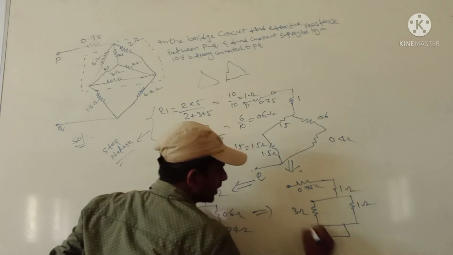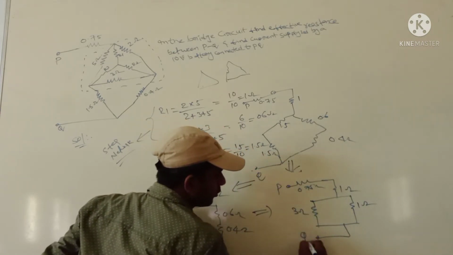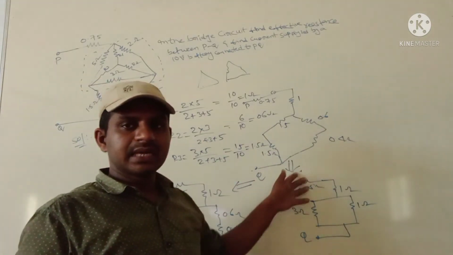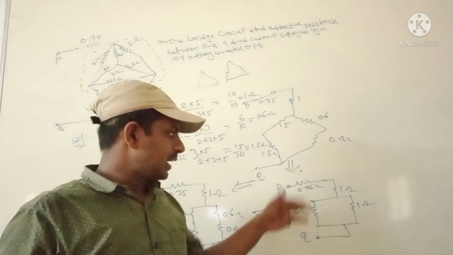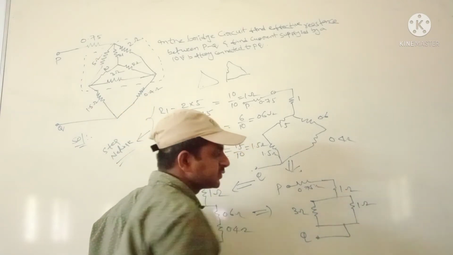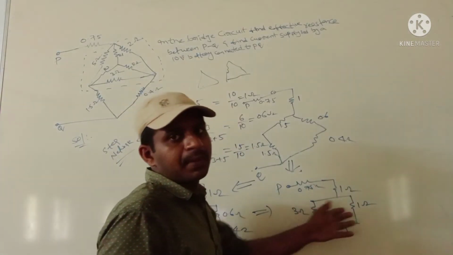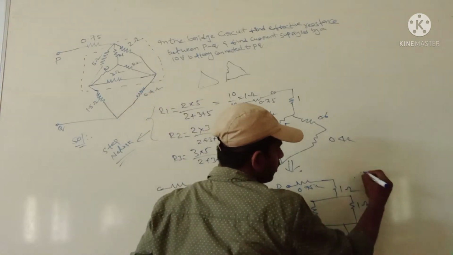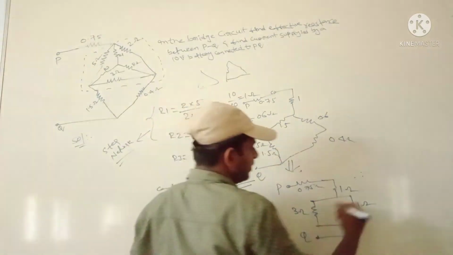Okay, so which is coming like this. This is P and Q. This is the total entire resistance between P and Q, so we have to represent it like this. Here both 3 ohms as well as 1 ohm are connected in parallel, so from that we represent it like this.